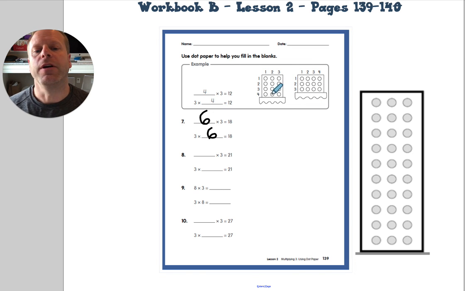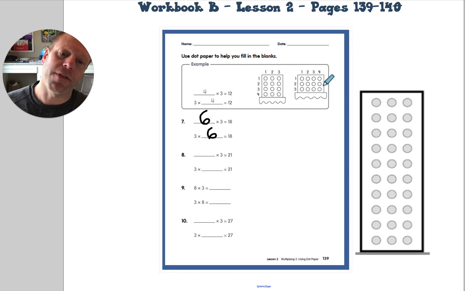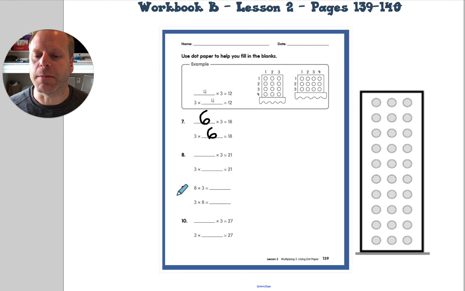So see how they're taking the dot paper once, so they have 4 3's, and then they flip it and they have 3 4's. Same thing, because 6 3's and 3 6's both give you the same answer. So all of these are going to have the same answer. The only thing that's going to be different is take a look at number 9. It'll show you exactly what they're doing. They are flipping the 2 different numbers at the beginning.